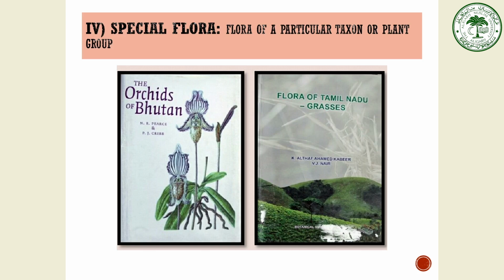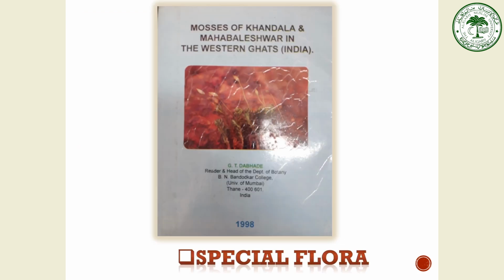Then there is a special type of flora where a particular taxon or plant group is covered, like orchids of Bhutan. This is a special type of flora only for the orchids. It is not covering all the plant species, it is just covering the orchids of Bhutan. Similarly, like flora of Tamil Nadu grasses, it is covering only one group of plant, that is the grasses in Tamil Nadu. So these are termed as special flora groups, as you can see in these images.